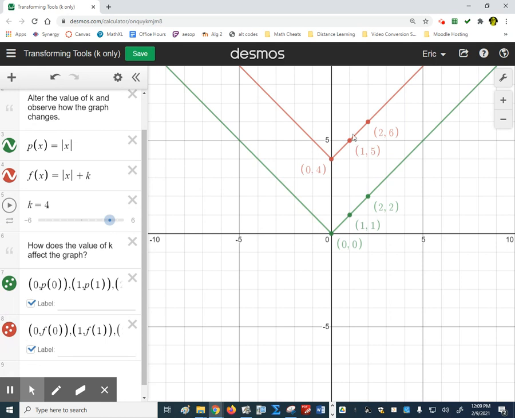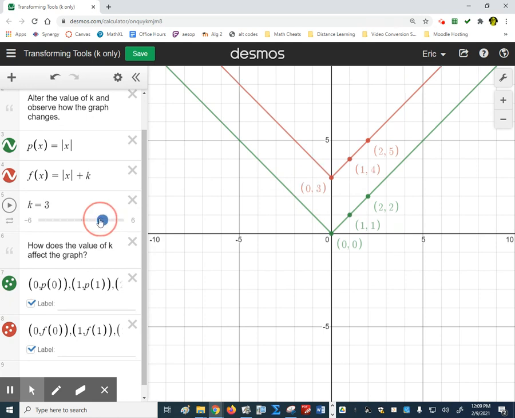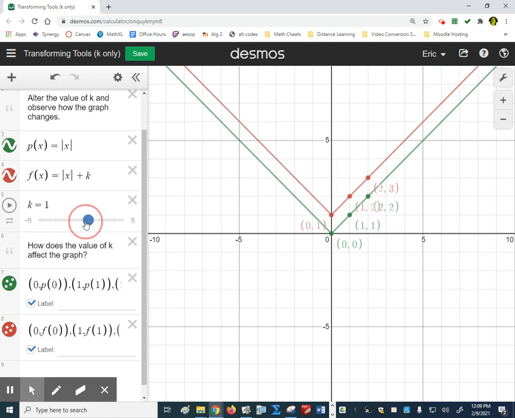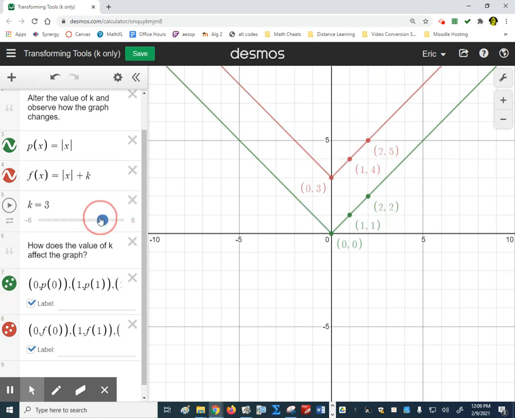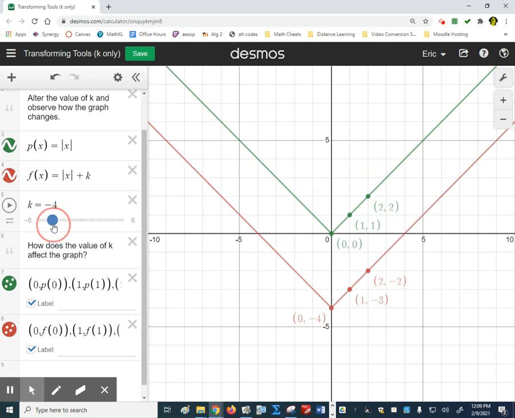Notice that the x coordinates of the points all stayed the same, but the y coordinates increased, right? So as I change the value of k, look what happens. It's just telling me how much I'm translating vertically. Well, what if I make k negative? So if I have the absolute value of x plus negative 4, so the absolute value of x minus 4, yeah, it makes sense. I go down by 4 then, don't I?